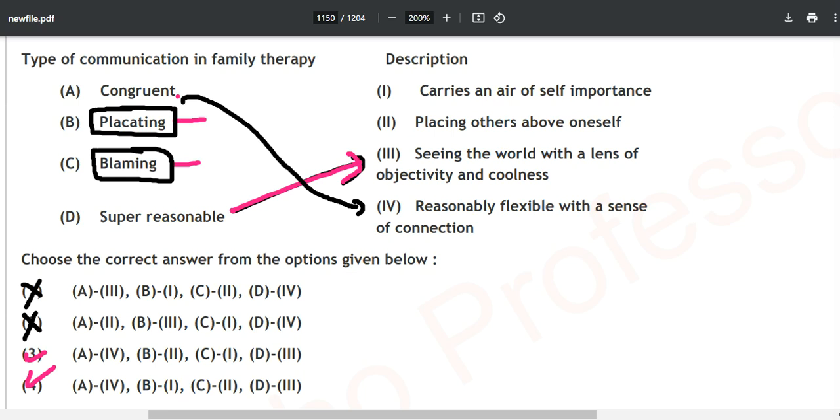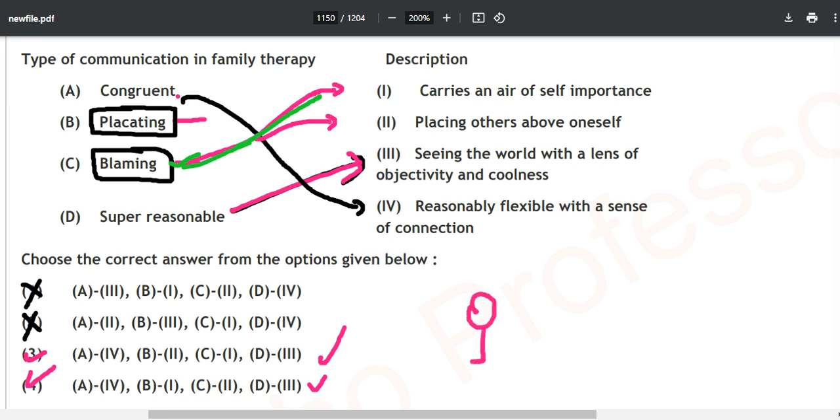Placing others above oneself, or carries an air of self-importance. If you want to take a risk between these two for blaming, which one will you choose? In the exam hall also you need to think like this, so it will be easier for you. Now what will you answer for blaming? Blaming means carrying an air of self-importance or placing others above oneself.